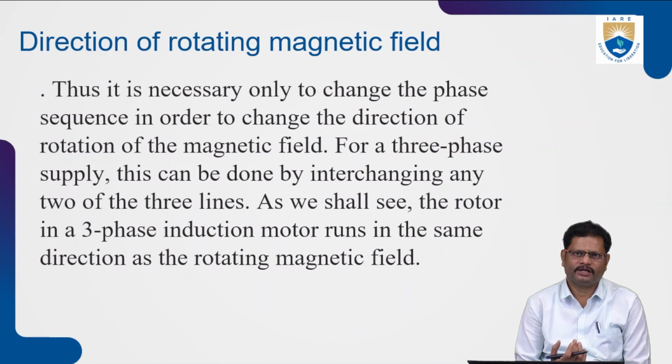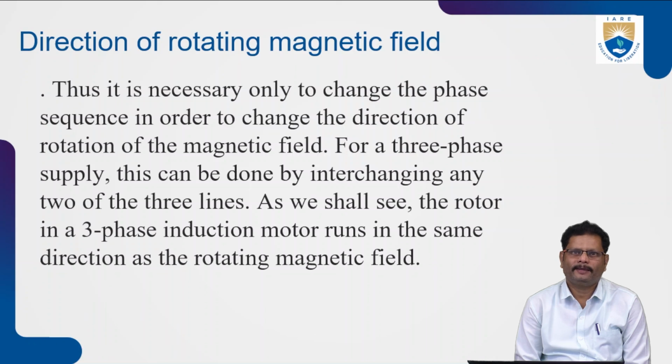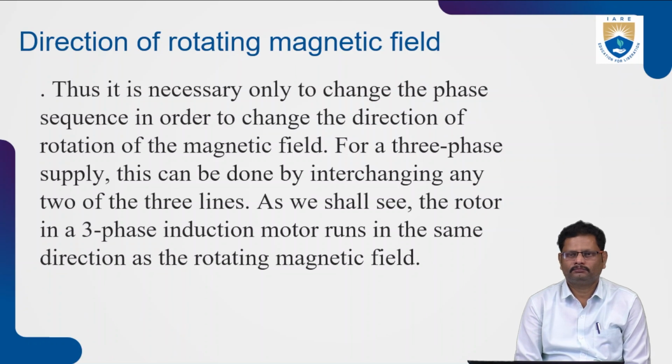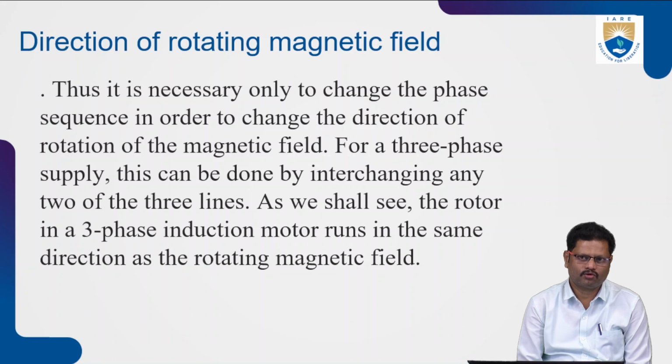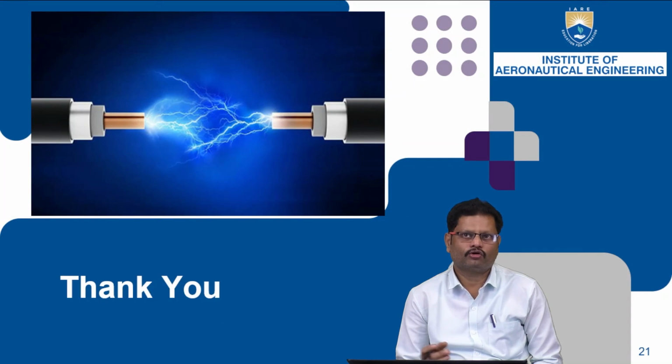So it is necessary only to change the phase sequence in order to change the direction of rotation of the magnetic field. For a three-phase supply, this can be done by interchanging any two of the three lines. The rotor in a three-phase induction motor runs in the same direction as the rotating magnetic field. So this is all about the rotating magnetic field.